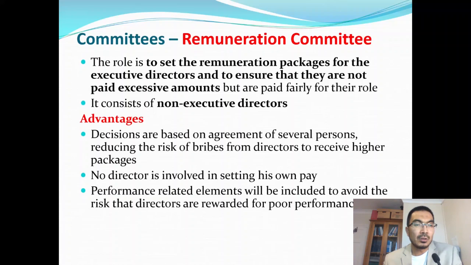Advantages of having a remuneration committee are that decisions are based on agreement among several persons, reducing the risk of bribes from directors to receive higher packages, and that no director is involved in setting his own salary or bonus packages. Also, performance-related elements will be included to avoid the risk that directors are rewarded for poor performance.